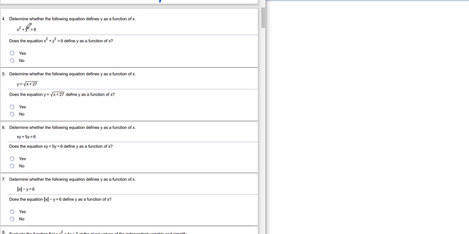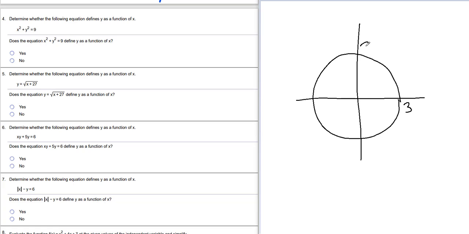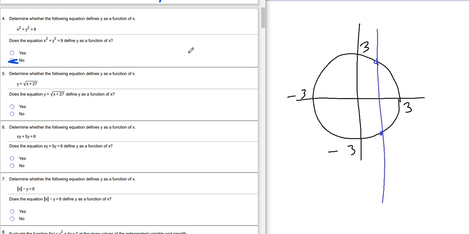So number 4, determine whether the following equation defines y as a function of x. Here's the situation I was just talking about. We have a y squared here, and it turns out that this is the graph of a circle with a radius of 3. And we've already talked about the vertical line test in class, and what it says is you can't have a function if it crosses a graph more than once. And there we see that that would not be a function. So this is a no, and all you really need to look out for is that second power of y.